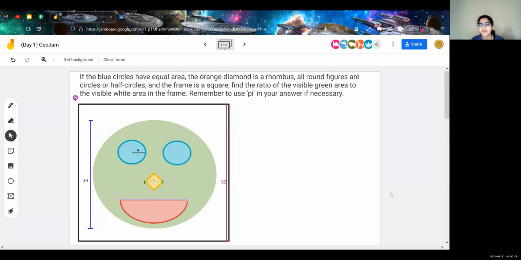Yeah, 24 is the diameter of the large green circle. 4 is the diameter of each of the blue circles. 4 is the diagonal length, both horizontally and vertically, of the diamond. And 12 is the diameter for the red semicircle. And then the frame is a square with the dimensions of 30 by 30. So yeah.